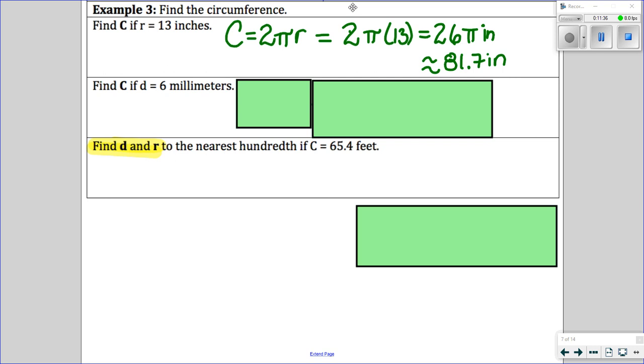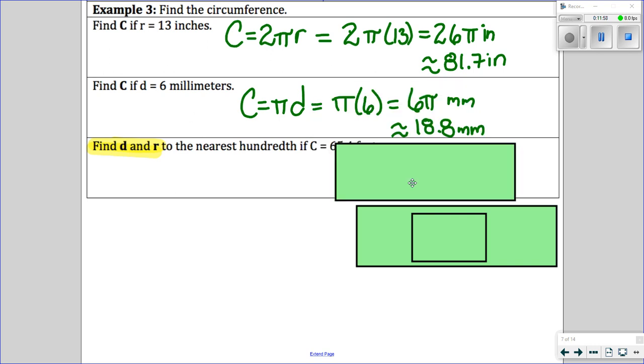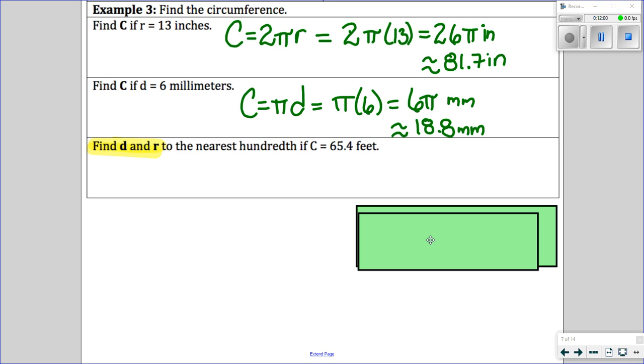All right, let's do the next one. Find C if D is equal to 6 millimeters. They give us the diameter, so we're not going to be able to use C equals 2 pi r. We will use C equals pi d. Then you just plug in your 6 for d, and you get 6 pi millimeters, or if they ask you for exact amount, it'll be 18.8 millimeters.